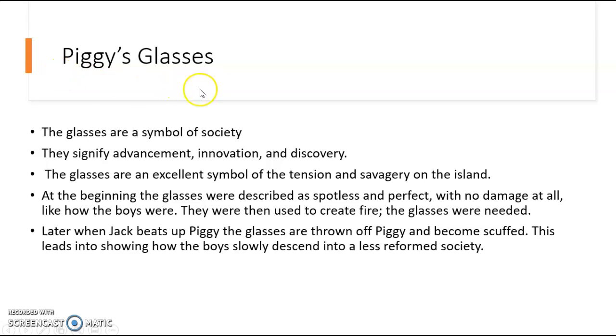Okay, first I want to start off with Piggy's glasses. So the glasses are going to be a symbol of society, and they're significant of achievement, advancement, innovation, discovery, all modern things. They're an excellent symbol for when later in the book you'll see some tension and see how the boys turn into more savagery and what happens to the glasses. Of course, in the book you will just see what happens to the glasses, but I want you to focus on what the meaning is behind them. So later when Piggy is beat up by Jack, the glasses are thrown off of him and scuffed, kind of showing how the boys are slowly descending into a less reformed society.